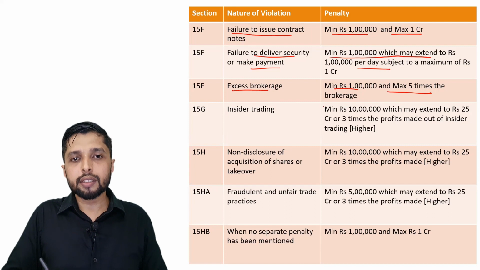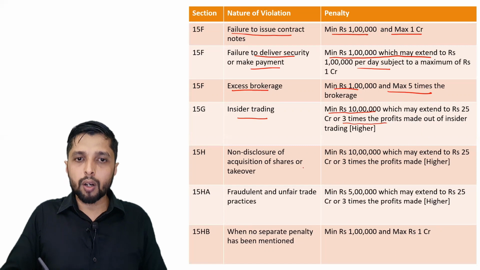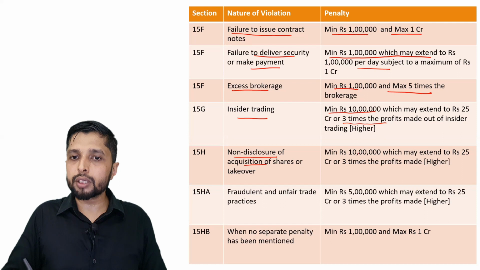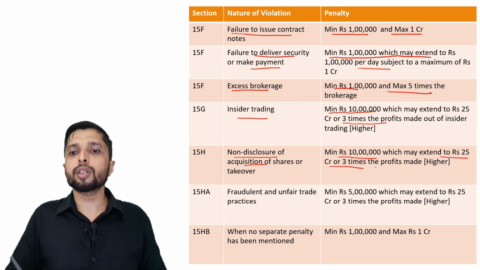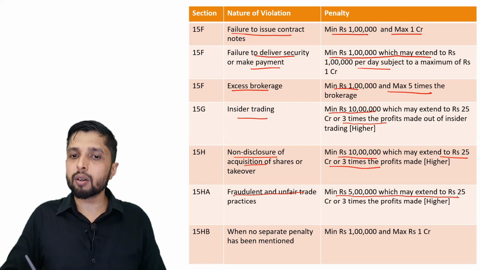Okay, then insider trading, minimum rupees 10 lakh, which may extend to 25 CR or 3 times the profit made out of insider trading. Non-disclosure of acquisition of shares or takeover, minimum rupees 10 lakh, which may extend to rupees 25 CR or 3 times the profit, whichever is higher. Then fraudulent and unfair trade practices, minimum rupees 5 lakh, which may extend to 25 CR or 3 times the profit, whichever is higher.